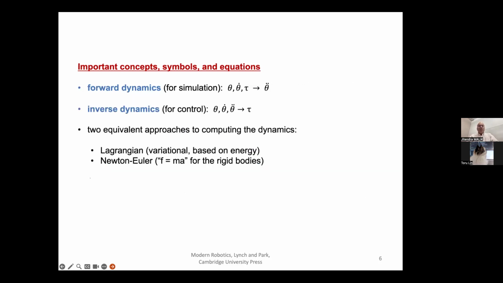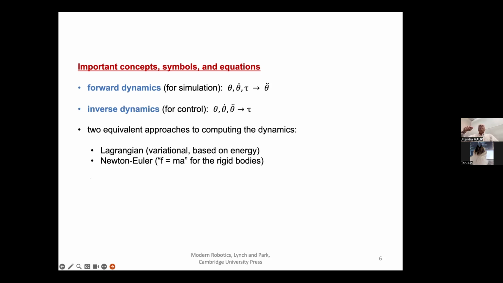And then what we have to do is to figure out the dynamics. Dynamics here refers to forces and torques and movement in various ways. There are two problems here. One is what's called the forward dynamics problem. In the forward dynamics problem, you are given theta. Theta here is a vector corresponding to all the joint angles. There's theta dot, which is how all the joint angles are changing. There's tau. Tau here is a vector corresponding to the torques applied at every joint.